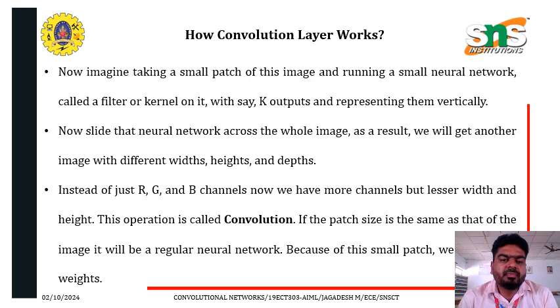Now imagine taking a small patch of this image and running a small neural network called a filter or kernel on it, with say k outputs, representing them vertically. Now slide that neural network across the whole image. As a result, we will get another image with a different width, height, and depth. Instead of just RGB channels, now we have more channels but lesser width and height. This operation is called convolution. If the patch size is the same as that of the image, it will be a regular neural network. Because of the small patch, we have fewer weights.